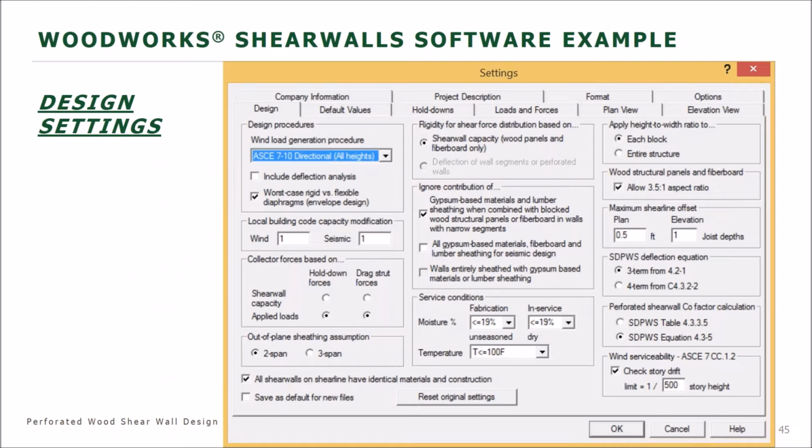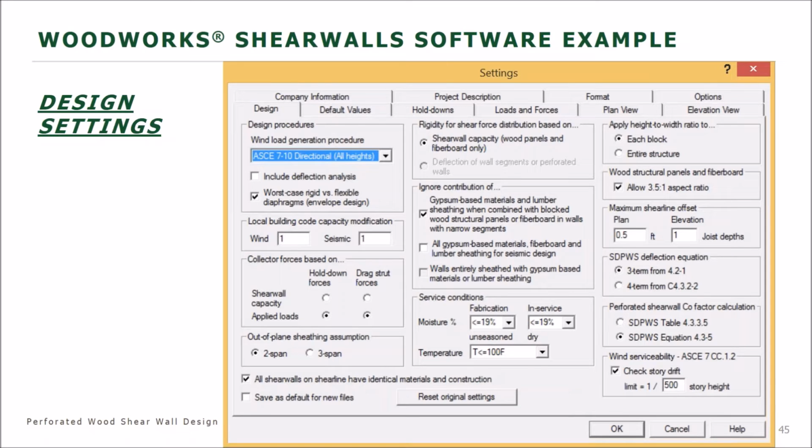Before we start the design, it's important to go through some of the design settings to make sure that we're comfortable with all the different settings and the way the software is performing the calculations. So if we look here in the design settings page, we see on the top on the left, the software is capable of using either the all heights method or the low rise method to generate wind loads under ASCE 7-10. It's possible for the user to turn on or off the deflection analysis.